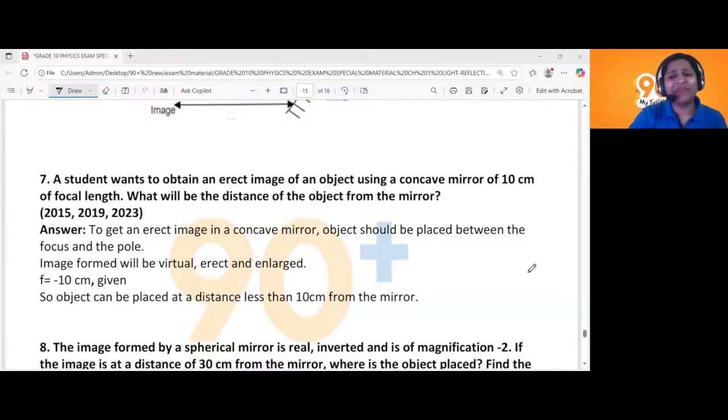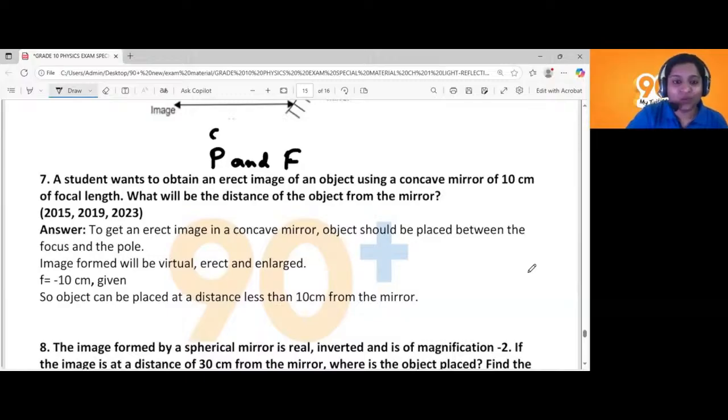And erect image using a concave mirror. To get an erect virtual, enlarged image, the object should be placed between the pole and focus. Pole is taken as the origin 0. Here the focal length is 10 centimeter. So where should the object be kept? The object should be between 0 and 10. You can write like that. Or you can write that the object can be placed at a distance less than 10 centimeter from the mirror towards the left.